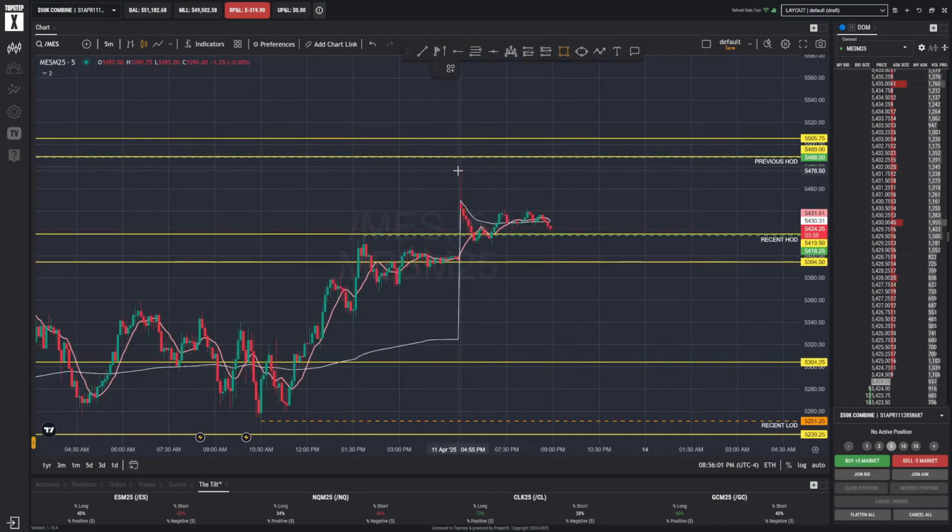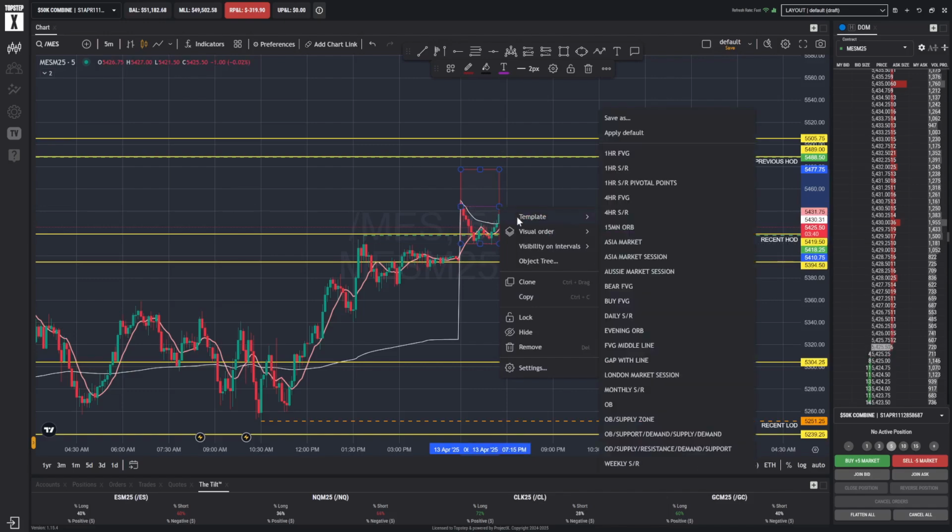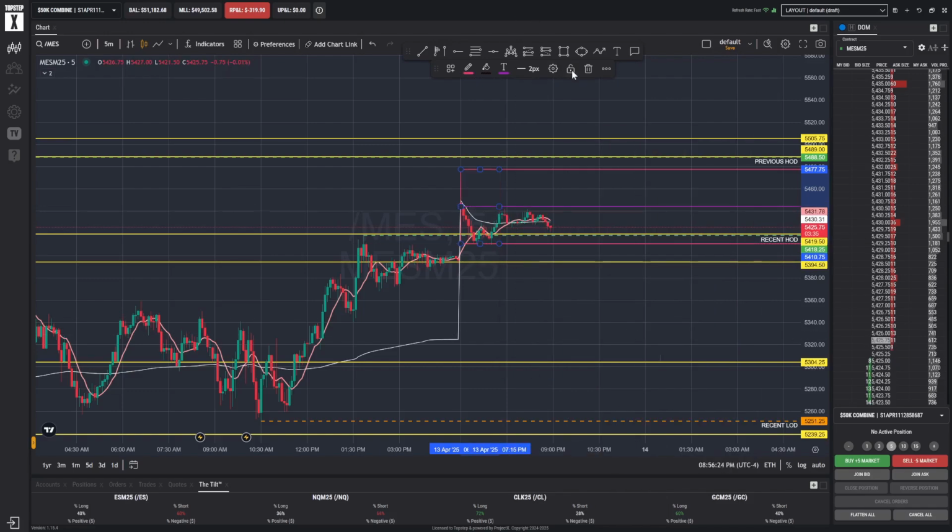I place it from the wick all the way to, I like to use the 6 p.m. all the way to 6:45 for the evening range. So this is the 6:45 candle, and this is the low right here, right? So we'll set it there. Let's right click it, place that template there. Evening ORB, we lock that in.